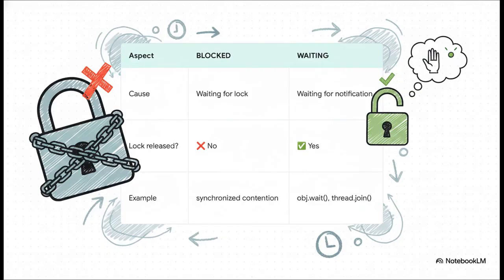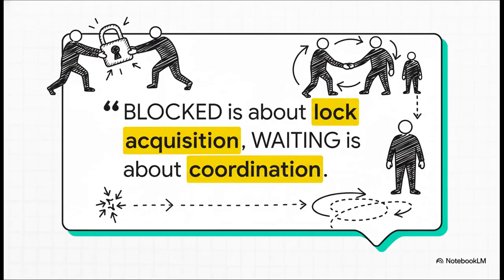Okay, let's put blocked and waiting side by side, because this distinction is absolutely critical for your interview. Remember, blocked is about fighting for a lock that someone else has. Waiting is about politely waiting for a signal. But here is the single most important difference. A blocked thread holds on to any locks it already has. It's greedy. A thread that calls wait, on the other hand, releases the lock on the object it was waiting on. It plays nice.